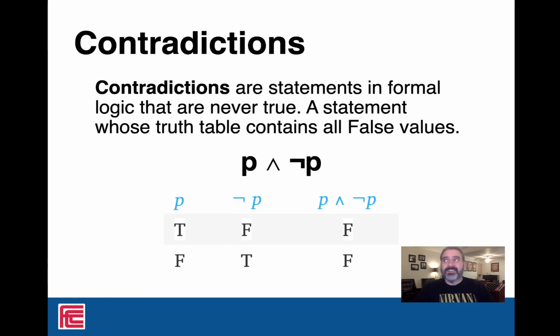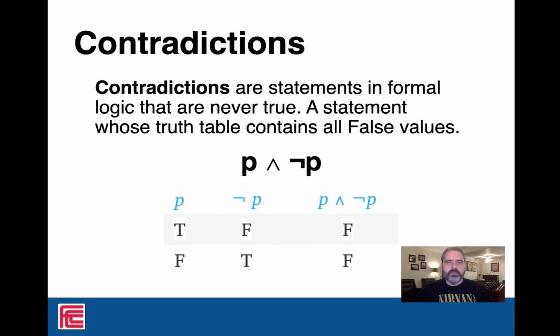However, a contradiction is kind of the opposite of that. A contradiction is false no matter what the individual values of the components are. So if your truth table ends up with all falses, this is never true. It doesn't matter what the individual values of P and Q are. This is always going to be false. Then that's a contradiction.